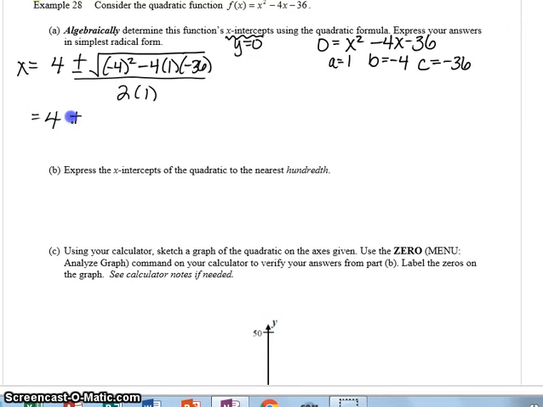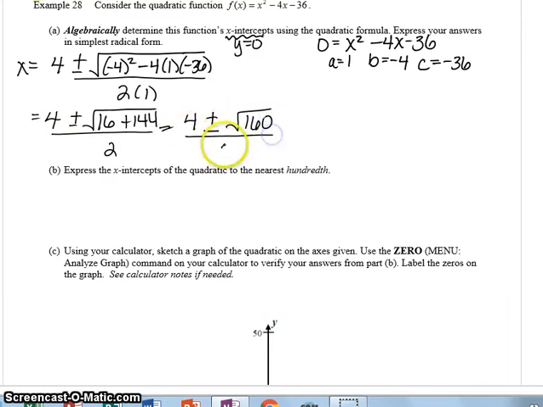Okay, that's going to be 4 plus or minus the square root of 16 plus 144, all over 2. So it's 4 plus or minus the square root of 160, all over 2. The square root of 160 breaks down to 16 times 10. So 16 times 10 is 160, which is going to be 4 plus or minus 4 square root of 10 over 2.